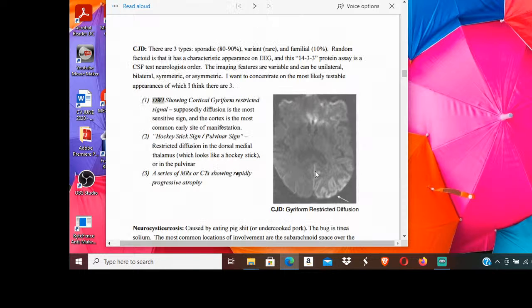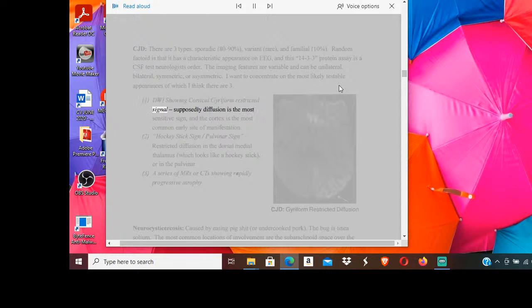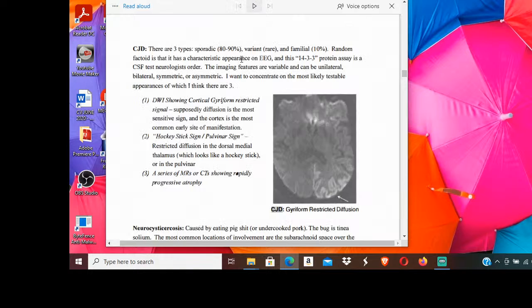1. DWI showing cortical gyriform restricted signal, supposedly diffusion is the most sensitive sign, and the cortex is the most common early site of manifestation. 2. Hockey stick sign, pulvinar sign, restricted diffusion in the dorsal medial thalamus, which looks like a hockey stick, or in the pulvinar. 3. A series of MRs or CTs showing rapidly progressive atrophy. CJD.